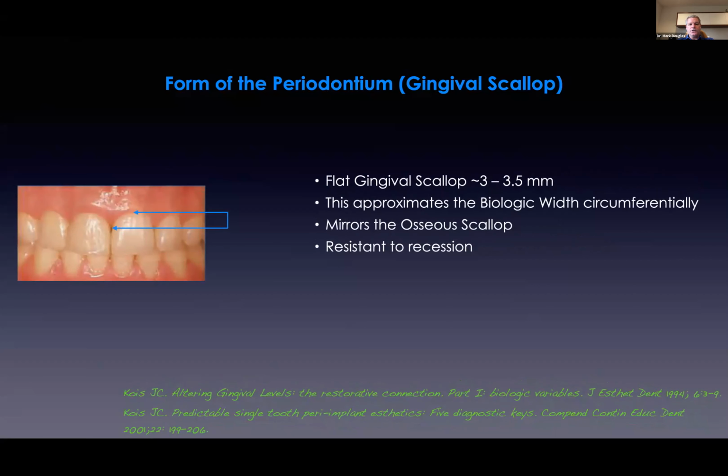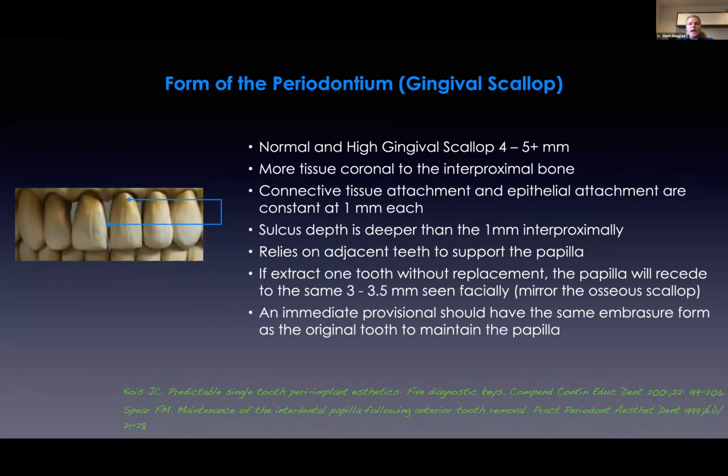And what it does is the gingival tissues approximate the biologic width around the tooth. It mirrors the osseous scallop. These type of patients, they're very resistant to recession. A normal or a high gingival scallop is between 4 and 5 millimeters, with the bone scallop, the osseous scallop, remaining about the same. So there's much more gingival tissue coronal to the interproximal bone.